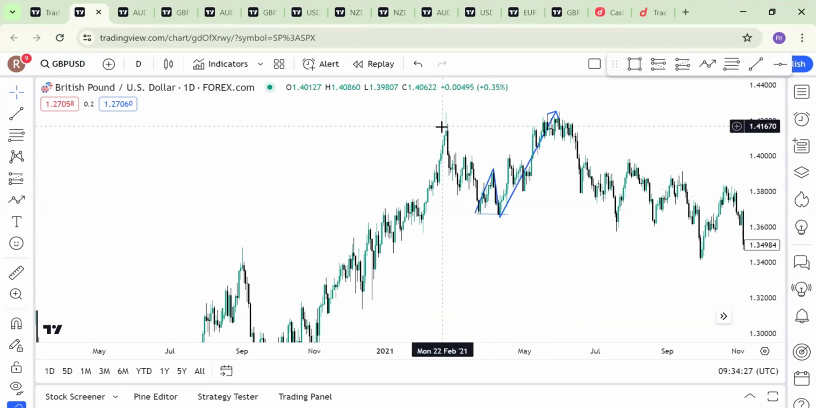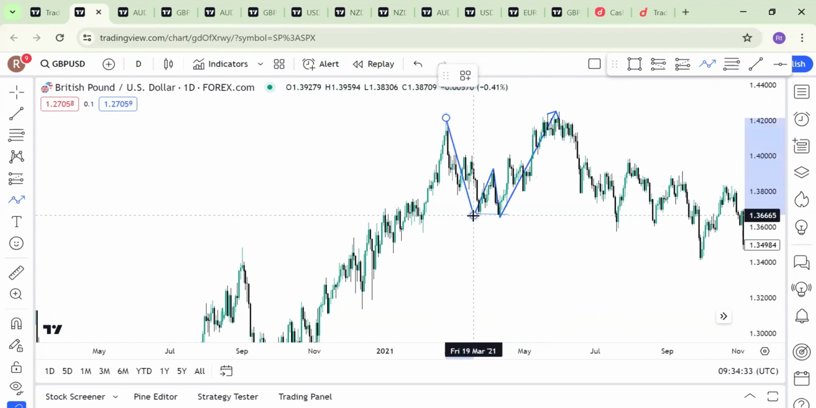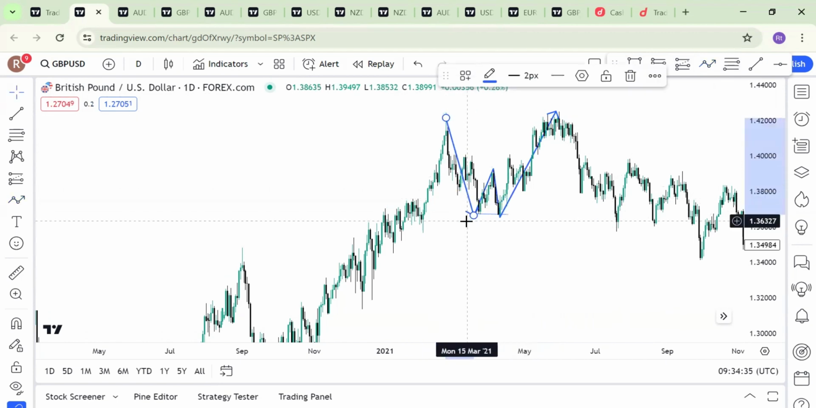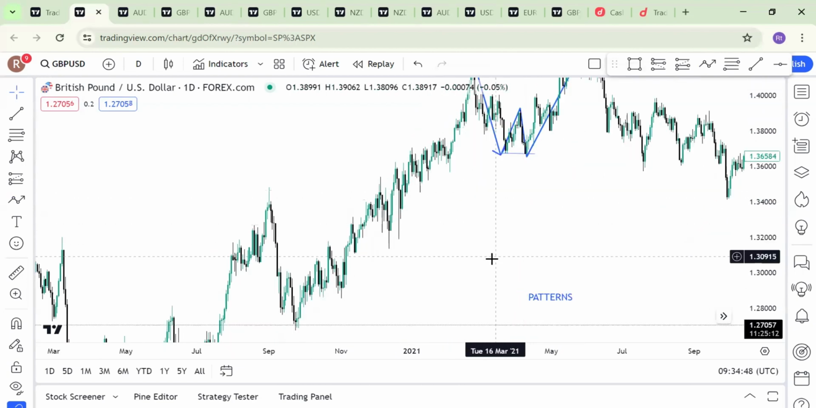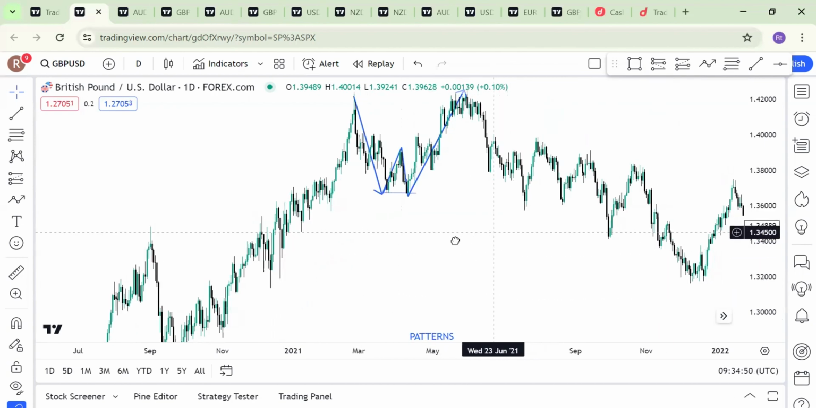You can see it was actually coming from here. You can see the complete formation. Okay, so you see the complete formation. This is an example of a double bottom. Then let's look for an example of a double top.